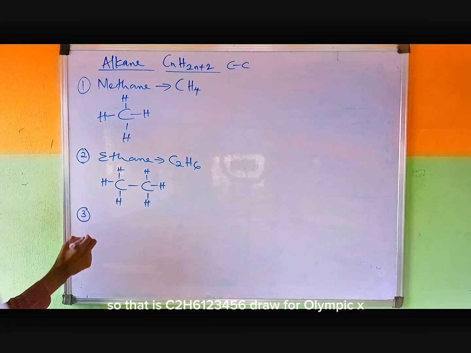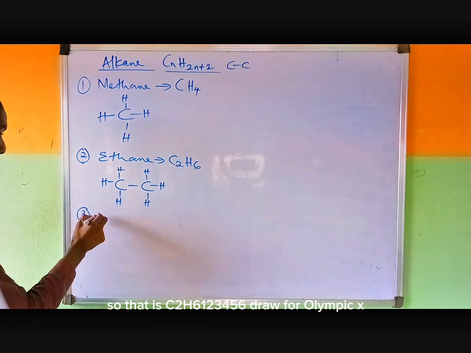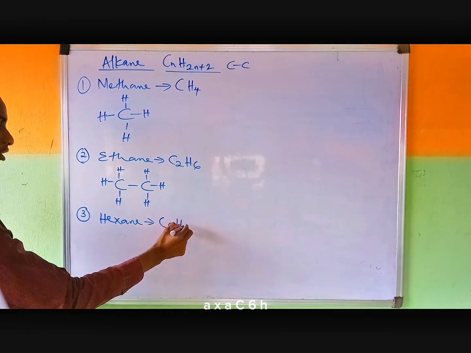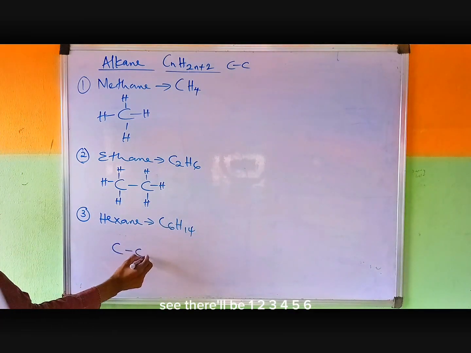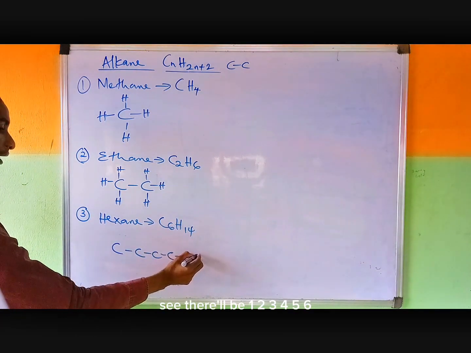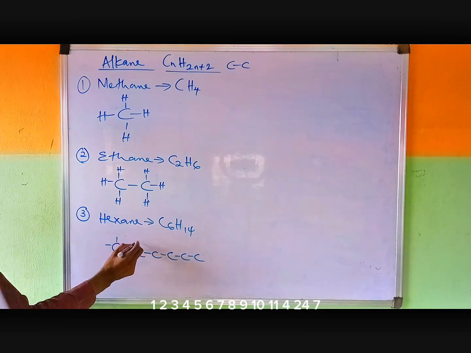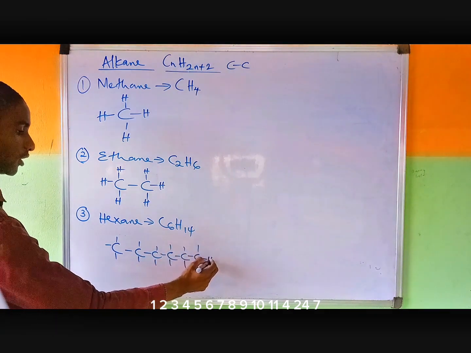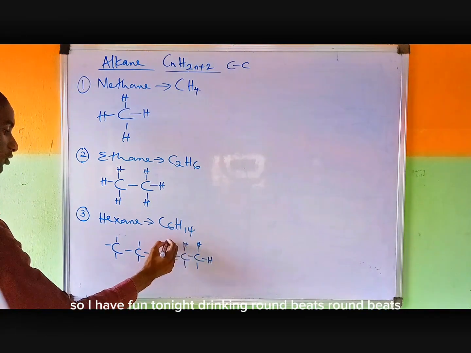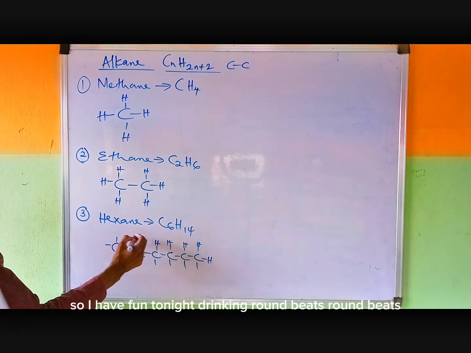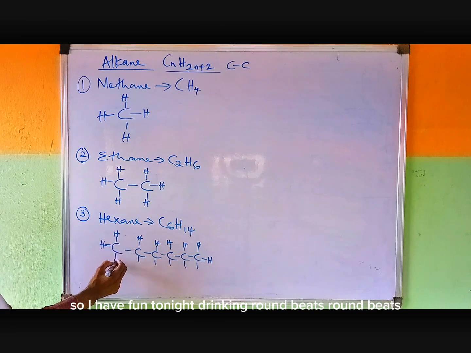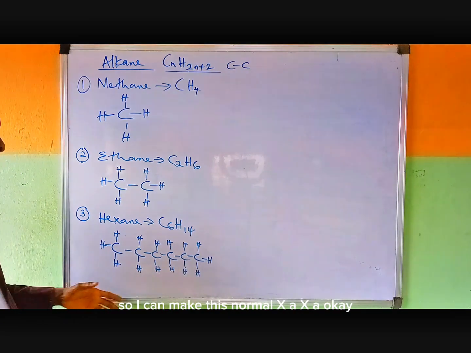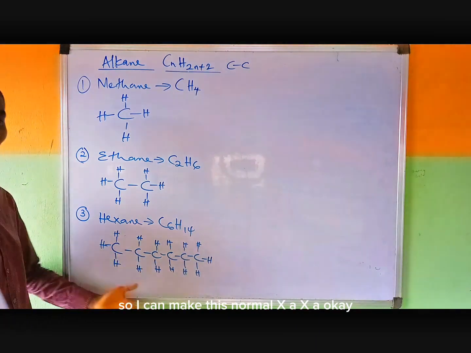If I want to draw for, let me pick hexane. Hexane is C6H14. That will be 1, 2, 3, 4, 5, 6. Then 1, 2, 3, 4, 5, 6, 7, 8, 9, 10, 11, 12, 13, 14. So I have 14 hydrogen around it. So I can name this normal hexane, N-hexane.